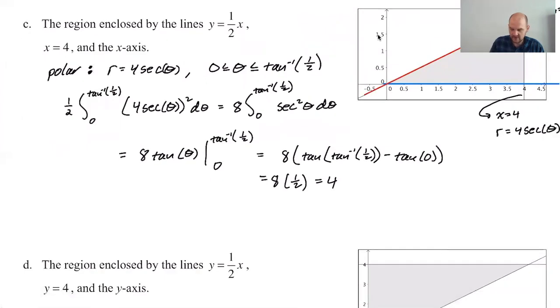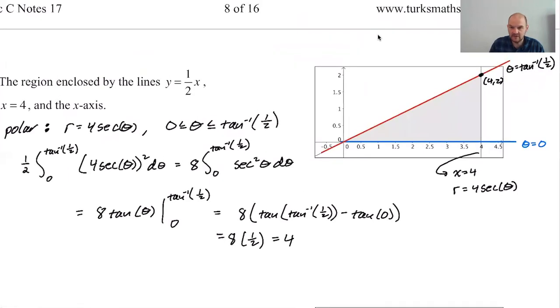We got 4, which is what we were expecting. I mean, it's just a triangle. So this is a ridiculous way to find the area of a triangle, but great practice. And that's why we're doing it.